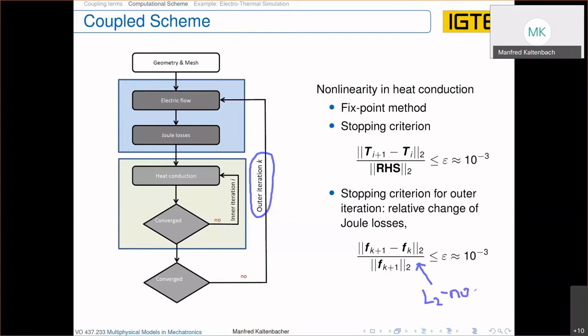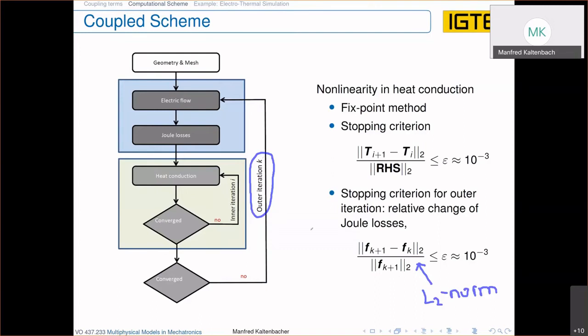And again here, a standard value is that this should be smaller than 10 to the power of -3. So we also take here a relative norm. Now the normalization is done by the just computed Joule's losses in the L2 norm. So it is f_{k+1}, where k is the outer iteration counter.